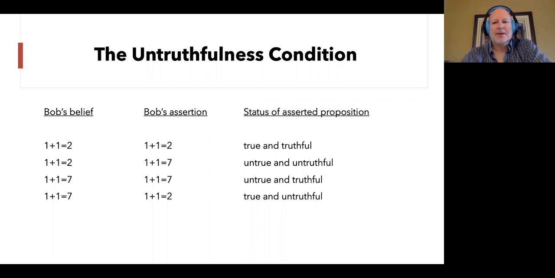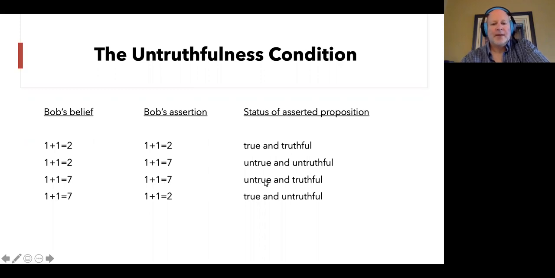So let's say Bob is really bad at math, and Bob believes that 1 and 1 is 7. So he really believes it. And you put him on a lie detector, put him on a polygraph, ask him, is 1 and 1 7? He says yes, and he passes, right? So he's not making anything up here. He really thinks 1 and 1 is 7. And he asserts that 1 and 1 is 7. All right, so he just asserts the very thing that he believes.